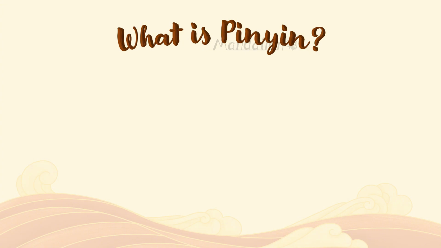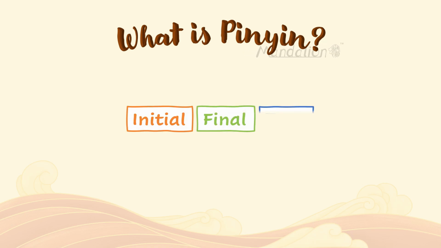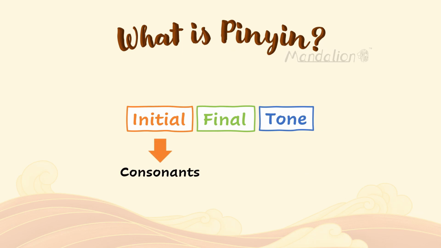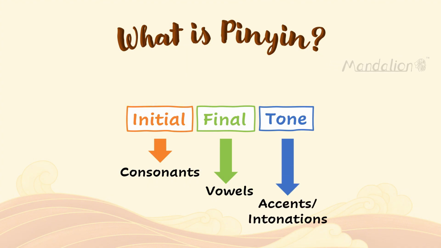A standard pinyin syllable contains three parts: an initial, a final, and a tone mark. Initials are typically consonants, while finals are mainly vowels or a combination of different vowel sounds. Tone marks are accent marks found above finals. There are a total of 23 initials, 36 finals, and 4 different tones in the pinyin system.